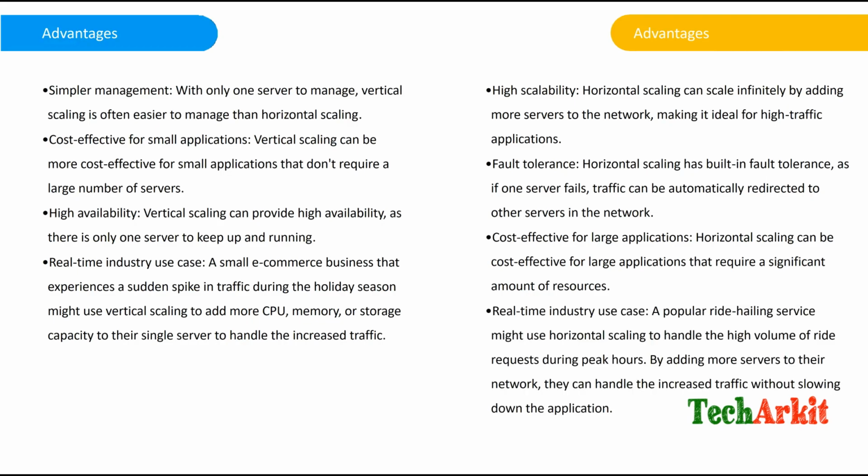In the real-time industry, what is the example here? A popular ride hailing service might use horizontal scaling to handle the high volume of ride requests during peak hours. By adding more servers to their network, they can handle the increased traffic without slowing down the application. So these are the major advantages between the two scaling methods, one vertical and the other horizontal scaling.